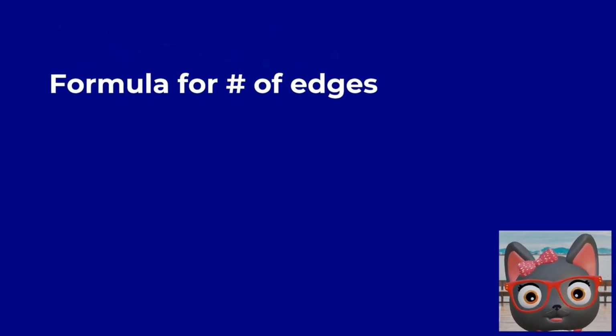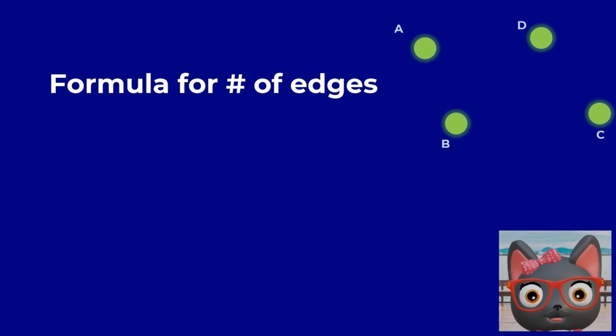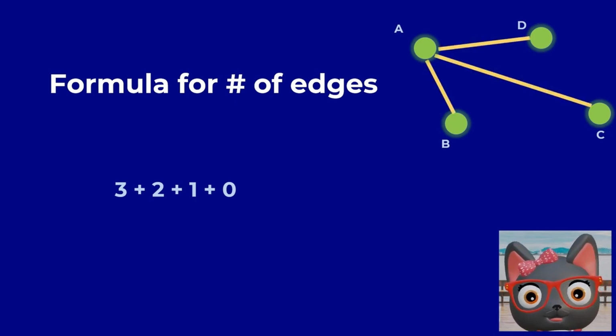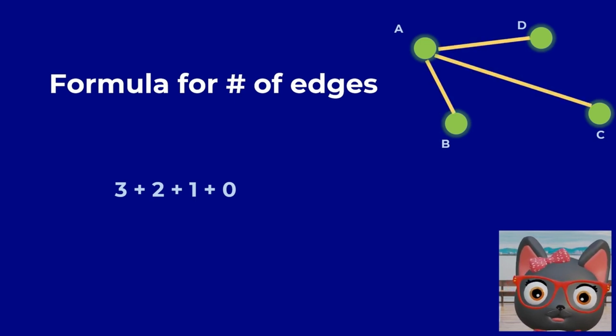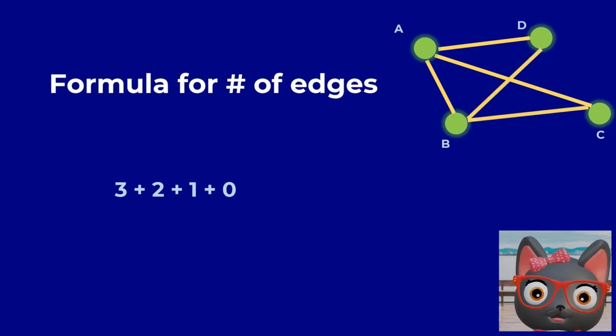How did we get this formula? Well, let's start with our example. If there are 4 nodes, from A we can only have 3 edges, 1 to B, 1 to C, and 1 to D. Now let's go on to the next node, node B. We have already counted the edge between A and B, so now we have only 2 more edges, B to C and B to D.